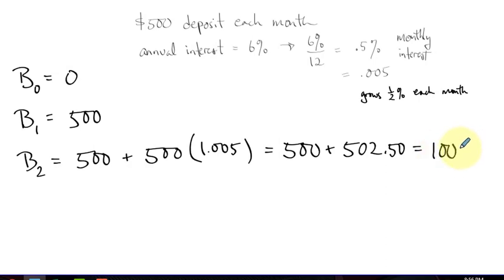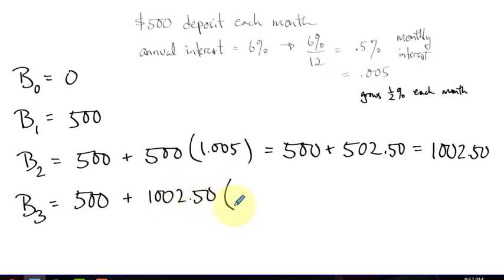So here's where we are so far. After 2 months, $1,002.50. At the end of the third month, after 3 payments have been made, we will have made that third payment and we will be earning interest on all those previous amounts. We could just calculate it this way for right now. I'm going to explore other ways to do this as we move along.